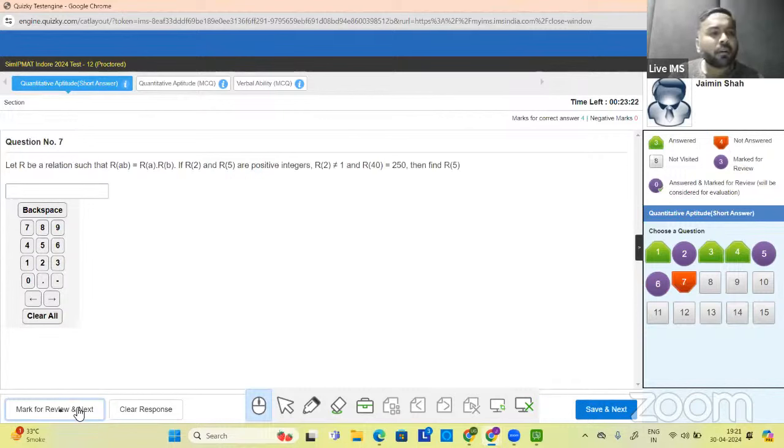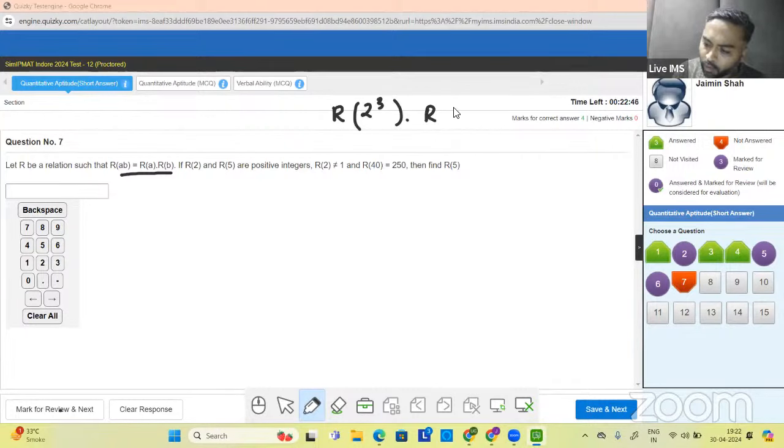आगे बढ़ते हैं. Let R be the relation such that R of A plus A into B is equal to R of A into R of B. If R of 2 and R of 5 are positive integers, R of 2 is not equal to 1 and R of 40 is 250. Find R of 5. Okay, so basically I can start with R of 40 here because I can use this property. So R of 40 will be R of 2 cube into R of 5, and that is equal to 250.